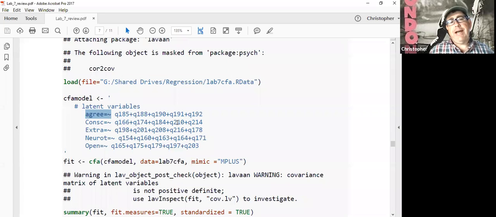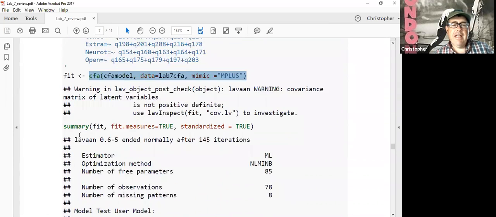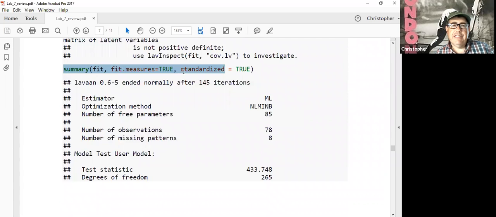Once we've got these equations set up, basically telling Lavaan what variables go with what factor, or what variables are proposed to go with what factor, we give it this command. You can see we feed it the CFA command, CFA model. Give it the data, and then we use the mimic command. I just like the mimic command because they clearly wrote this to mess with the commercial software. Here they're mimicking Mplus and giving you output that looks just like it. And then down below, we want to summarize this.